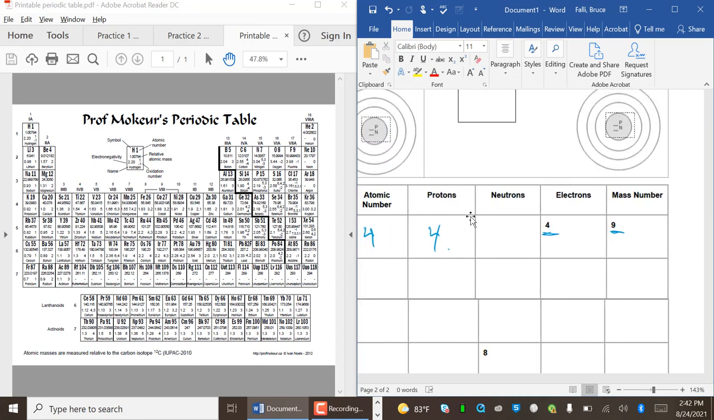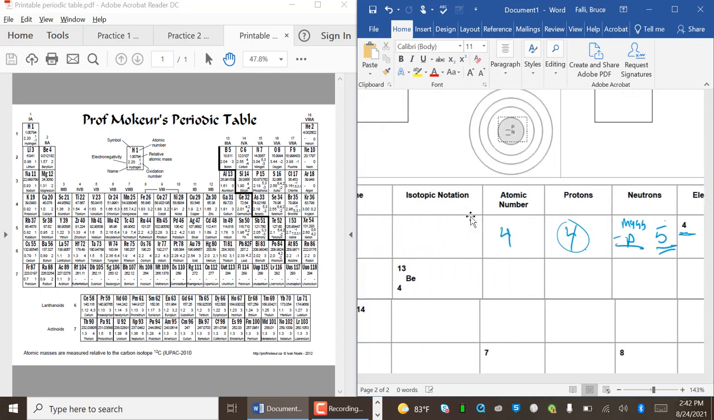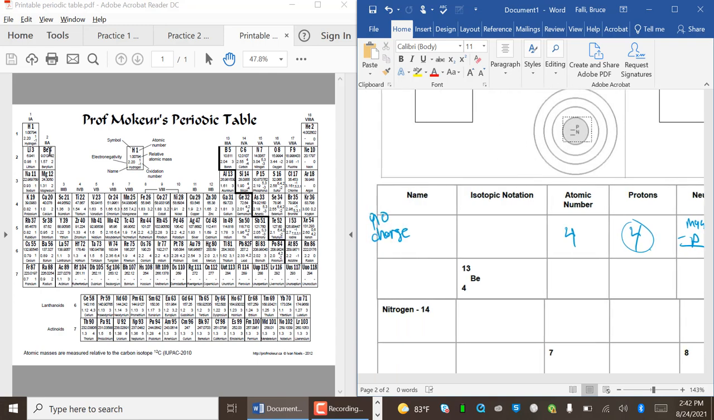Now, if I have 4 protons, and my mass number is 9, neutrons would be mass minus protons, which is going to be 9 minus 4. That's going to be 5. Now, if my atomic number is 4, I can figure out what element that is. That's beryllium.